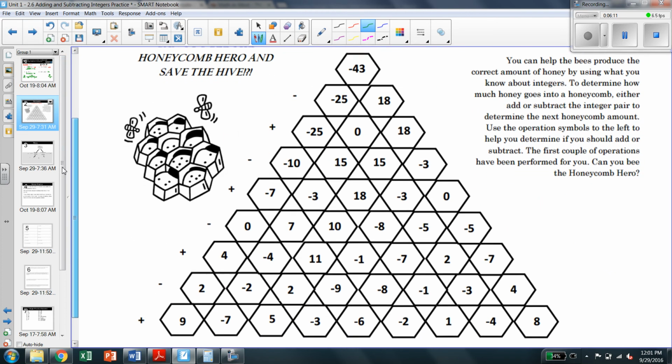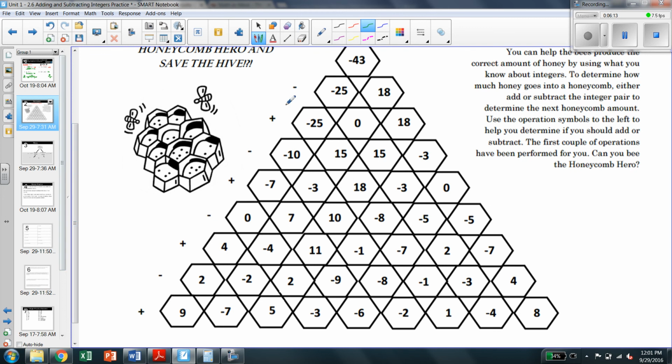This is your homework, or this is the answers to your homework. You had the honeycomb, you had a bunch of things missing. So you need to take 2 honeycombs, use the symbol on the left, so 9 plus, you can think of this as 9 plus negative 7 was 2, and write it above it.